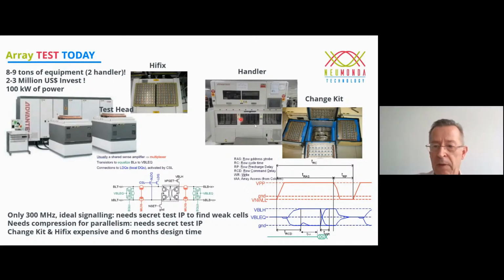Then you have the handler. Handler also needs precision mechanics, maybe $50,000 for a change kit. So depending on the physical dimensions, length and width of your memory package, the handler can grab it and move it onto the test head here. Also, if you change the handler from one component, from one DRAM to another one, you need to stop it for 2 or 3 hours to mount in this change kit for the new device size. So not so easy and quite complicated to do DRAM testing.